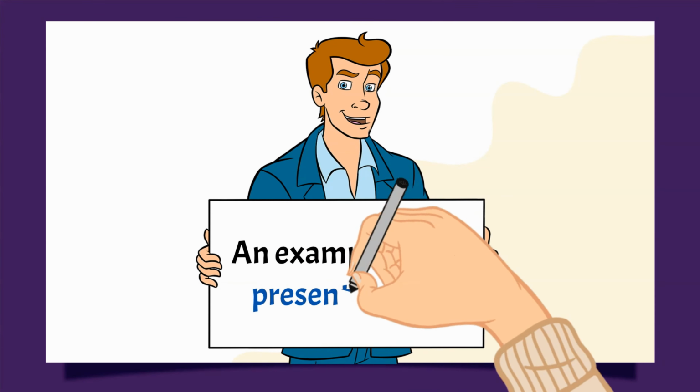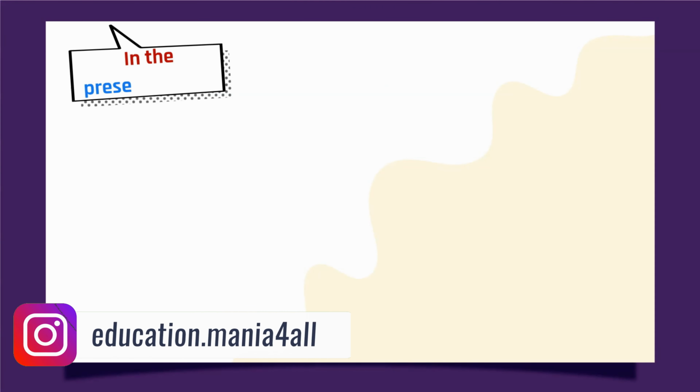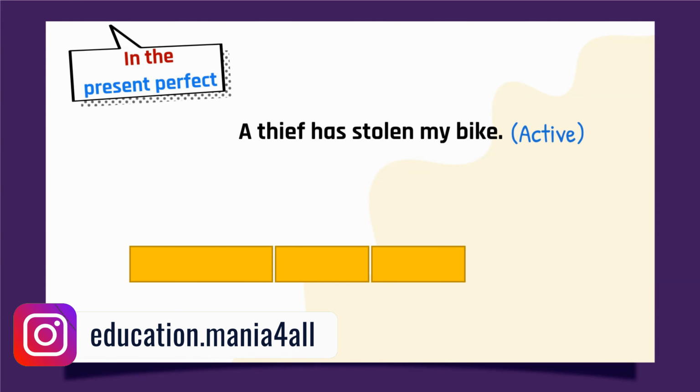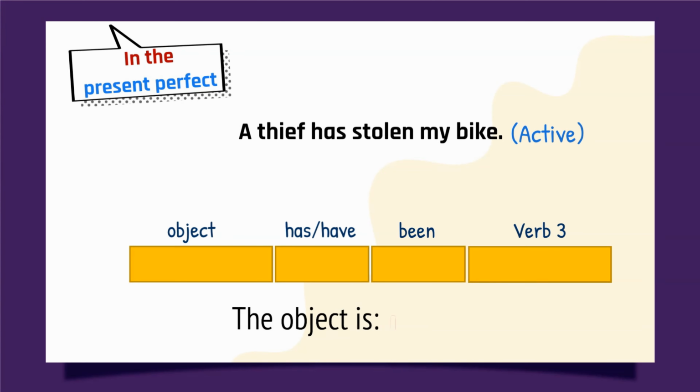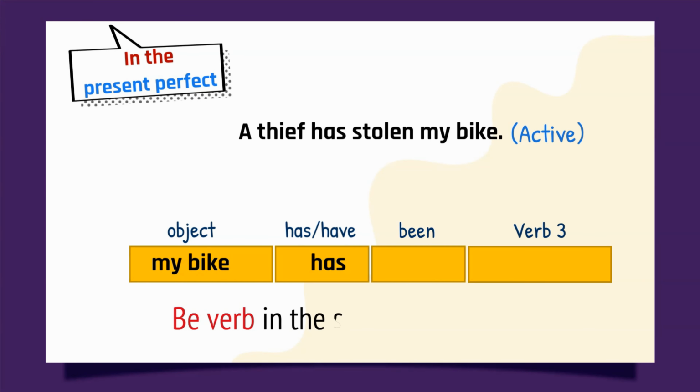An example using present perfect. A thief has stolen my bike. The object is my bike. Then has or have as it is in the sentence. Be verb in the same tense as been.